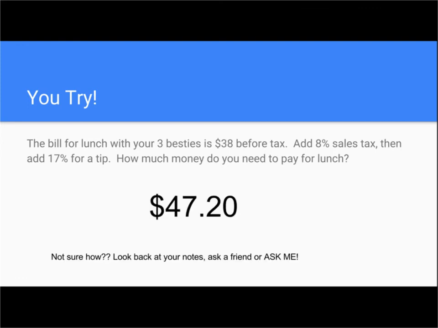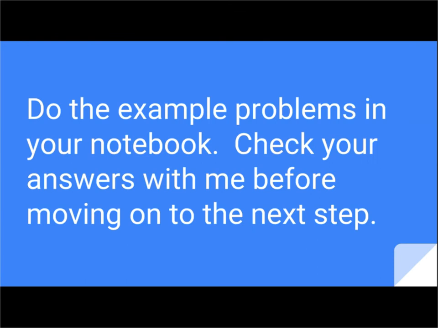Okay, let's see what the answer is. $47.20. If you're not sure how, take a look back at your notes. Ask a friend or ask me. Next step is you're going to do the example problems in your notebook. Check your answers with me before you move on to the next step.